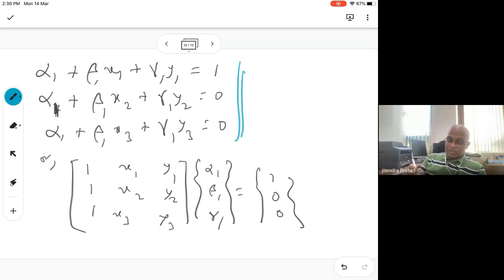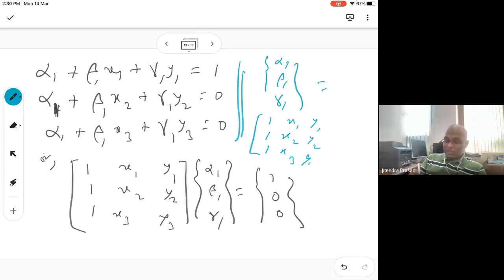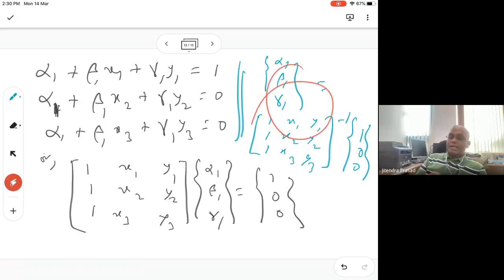So you can write alpha 1, beta 1, gamma 1 is equal to the inverse of the matrix [1 x1 y1; 1 x2 y2; 1 x3 y3], times [1 0 0]. You can find this out, and similarly you can find out all the other values, right?